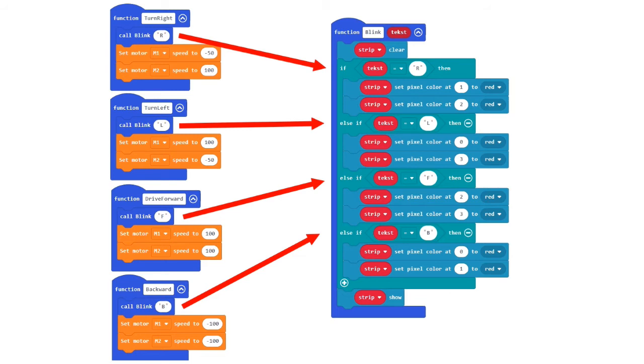Now I have made a function called blink. It makes the relevant LED shine red when called by the functions that control the motors.